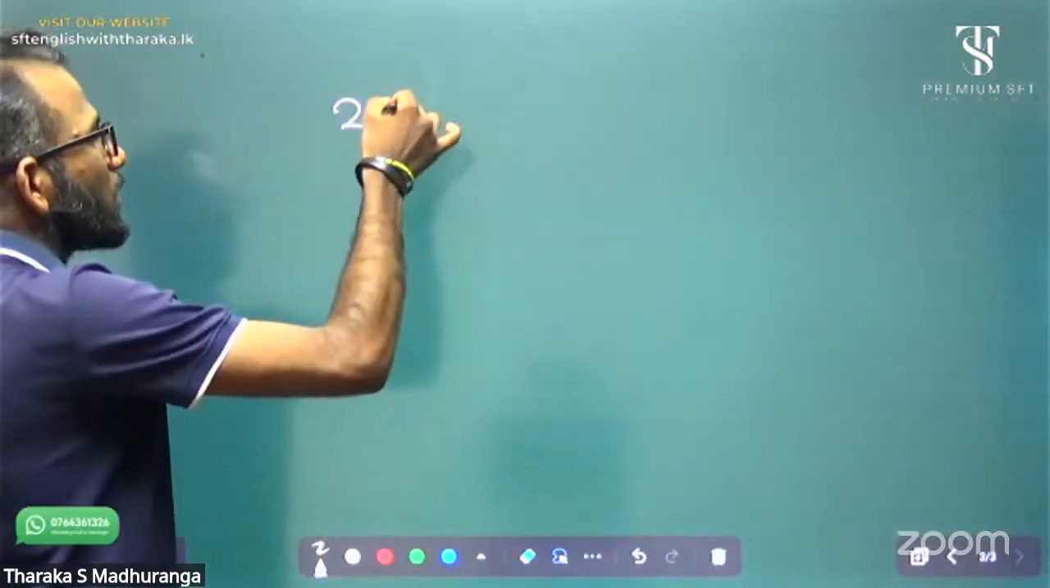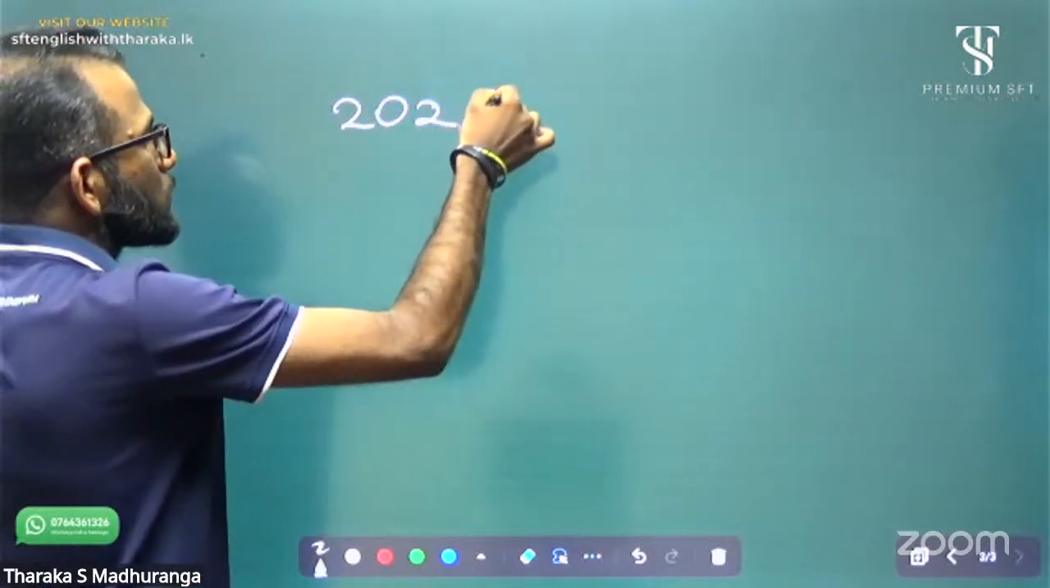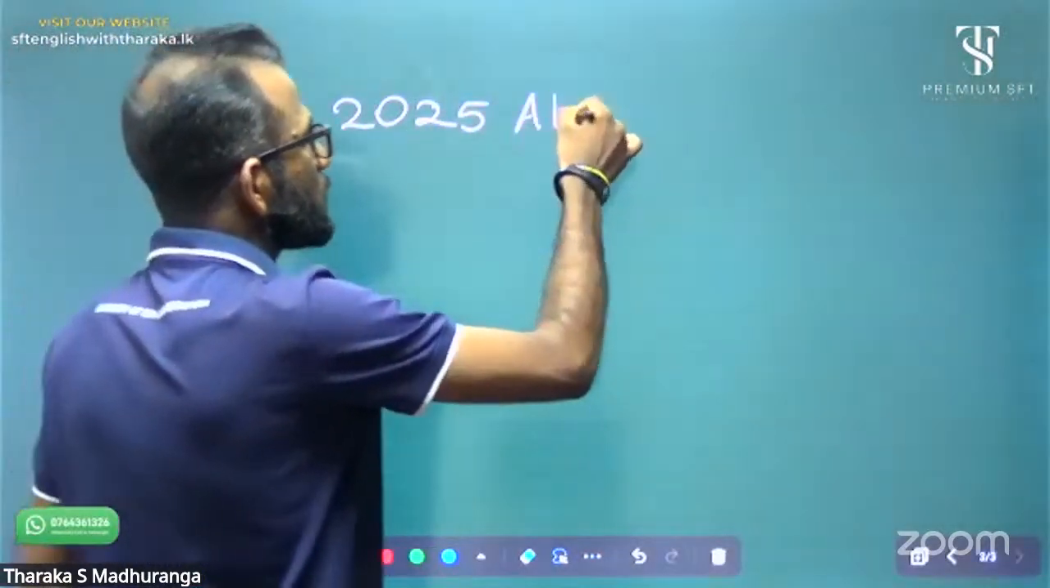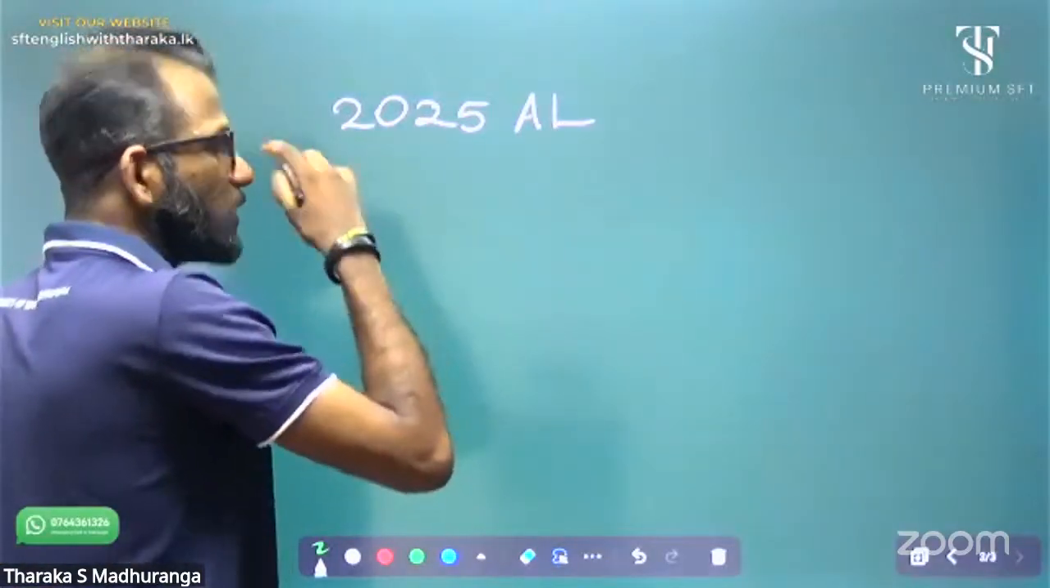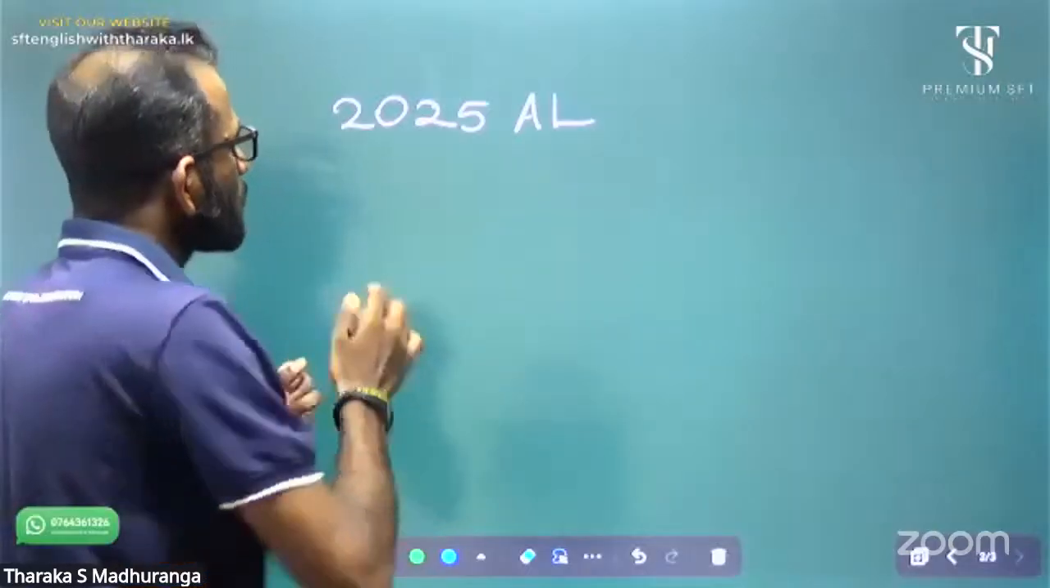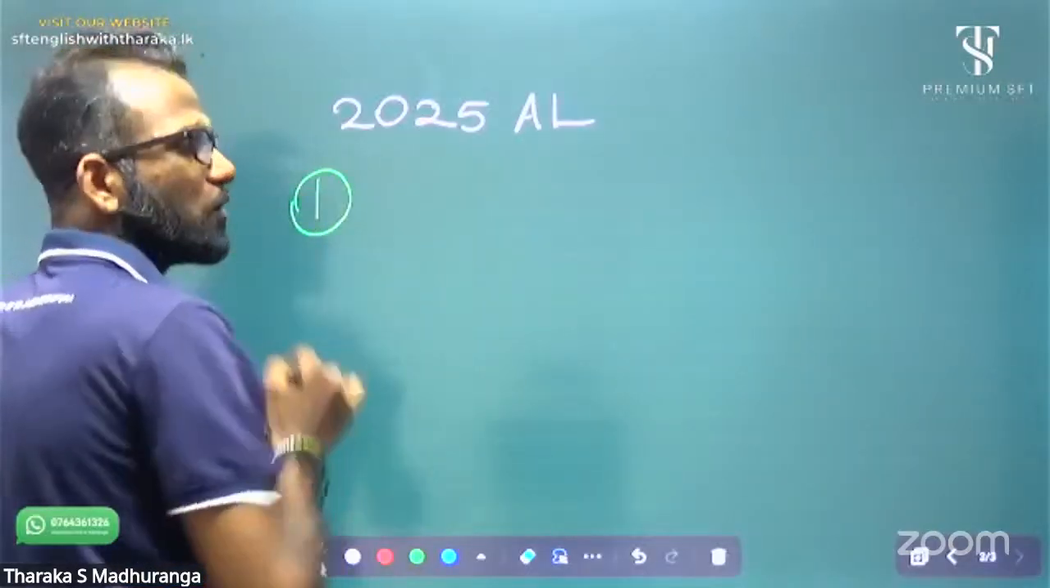2000, now you already know I have sent it to your group. 2025 A-level result. We got in English medium all island students, we got first place, all island.